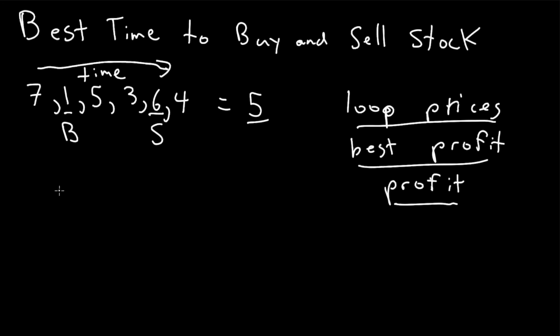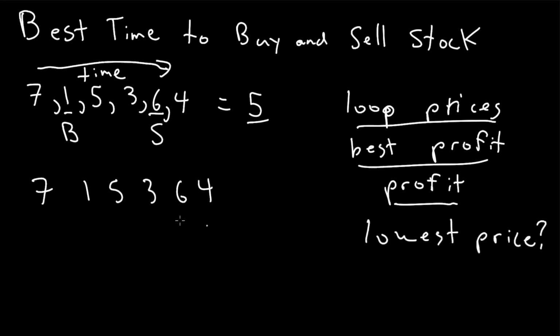So the way this is going to work is let's, for example, look at their example, right? We have the 7, the 1, the 5, the 3, the 6, and the 4. One other thing that we need to keep track of is what's the lowest price we've seen? So when we start at 7, the lowest price we've seen, well, we've never seen a previous price, right? So it's probably safe to assume that the lowest price is currently int.max, which is an absurdly large integer.